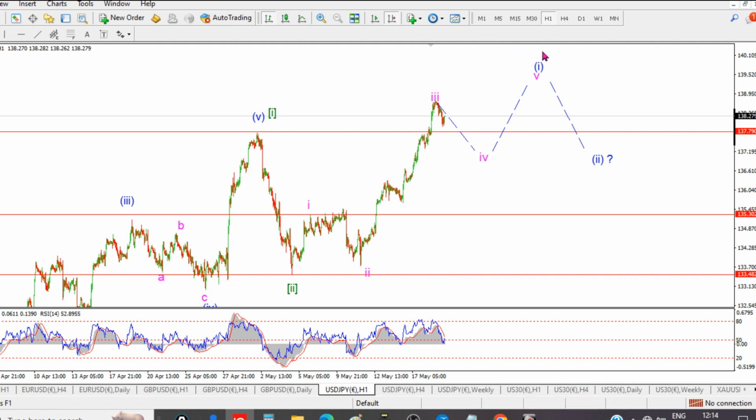Depending on how the action goes, if we don't get a reasonable correction lower again, back towards 136, 135, then I'll probably have to up this count again. But for the moment, it looks like we're working higher in 5 waves in wave 1 in blue. And then next week will be overall sideways to flat as we complete wave 1 and go down to wave 2. So watch this space for the next 2 weeks. I think we will turn up hard into wave 3 of 3 of 3.